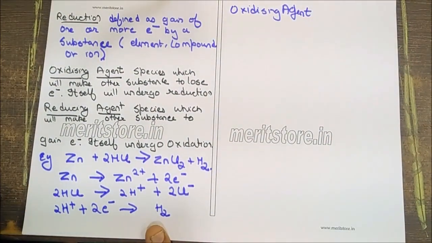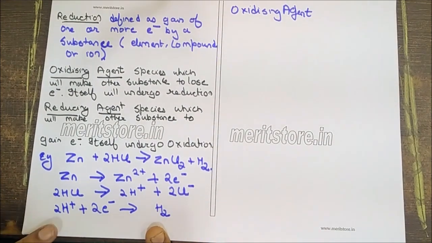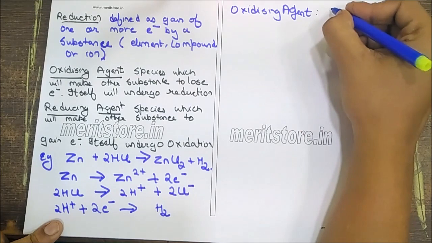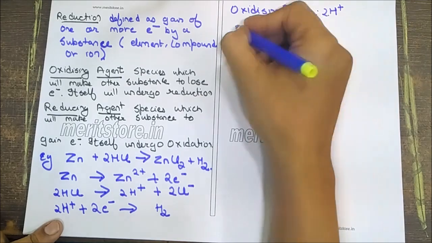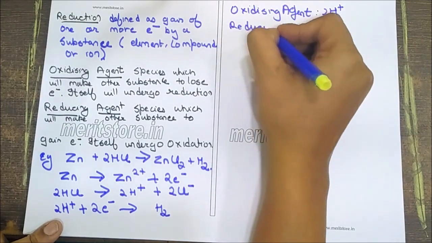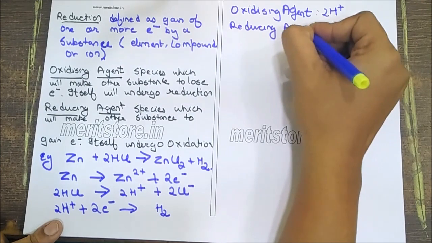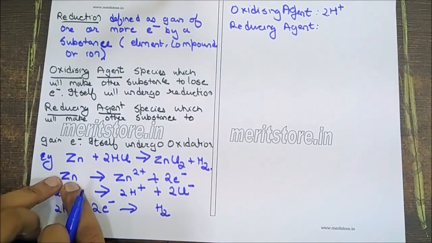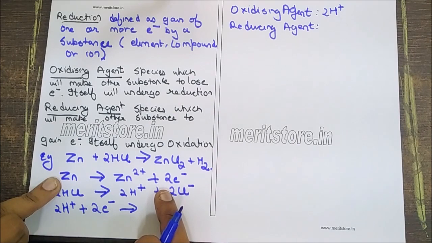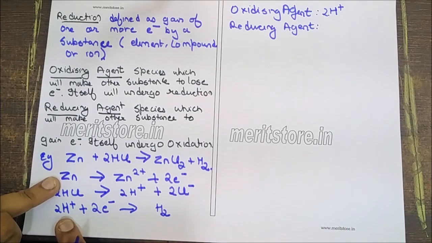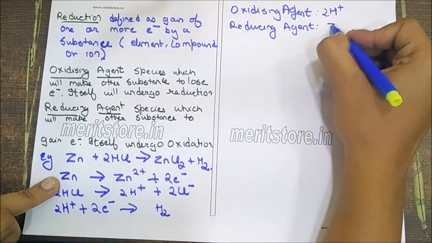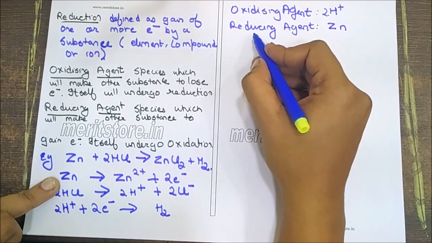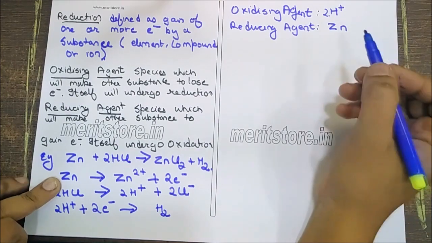So hydrogen has caused zinc to lose electrons and it has itself undergone reduction. So the oxidizing agent would be hydrogen ions. On the other hand, zinc, what has it done? It has itself lost electrons, which means it has itself undergone oxidation and it has caused the reduction of hydrogen ions. So zinc would be called a reducing agent.